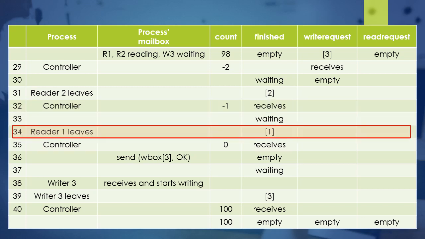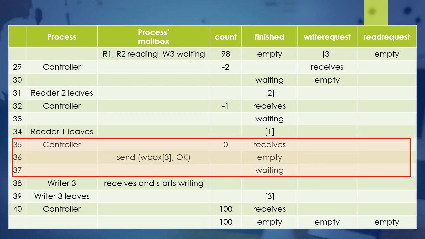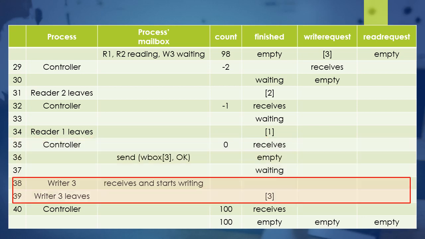Reader 1 completes reading next. It puts its ID in a message and sends the message to the finished mailbox. All this time, the controller had been blocked. The message from reader 1 in the finished mailbox unblocks the controller, which increments count. Count is now 0. So the controller sends an OK message to W box 3 and blocks to receive a message in the finished mailbox.